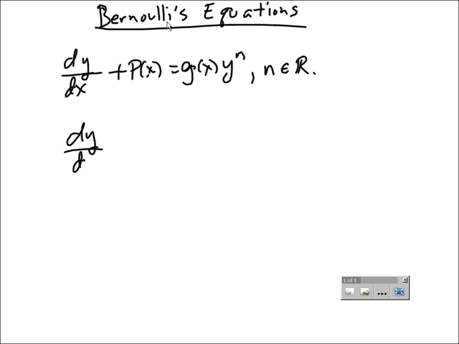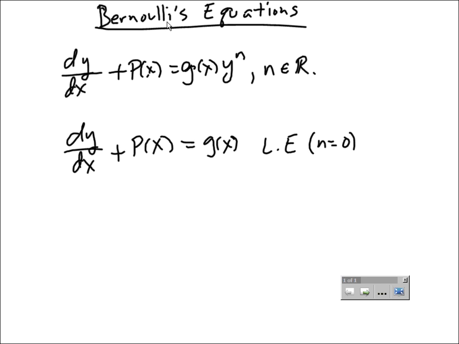you get y to the 0, which is 1, and g of x times 1 is just g of x. This is a linear differential equation where n is 0.